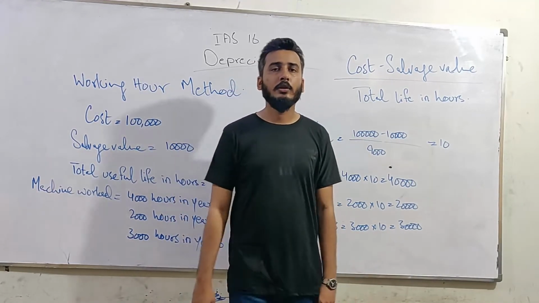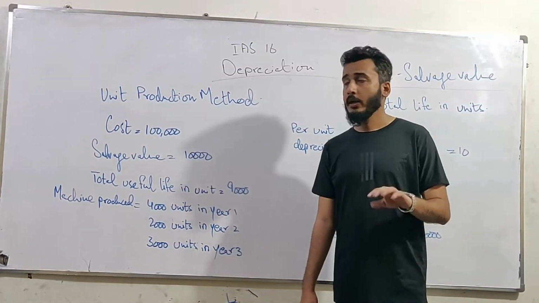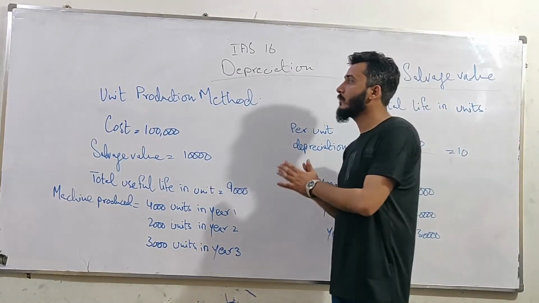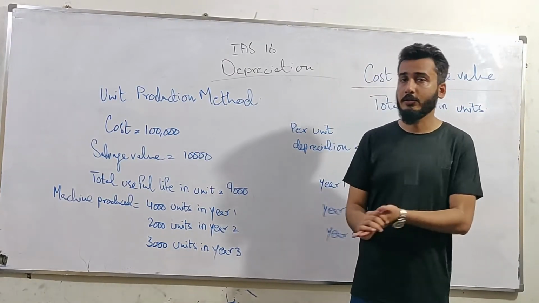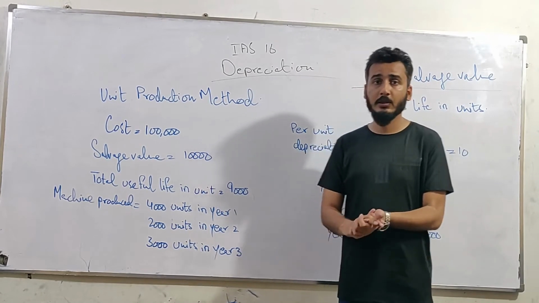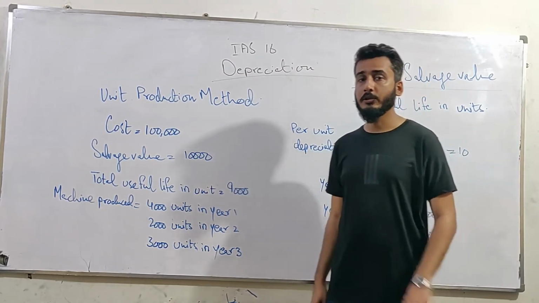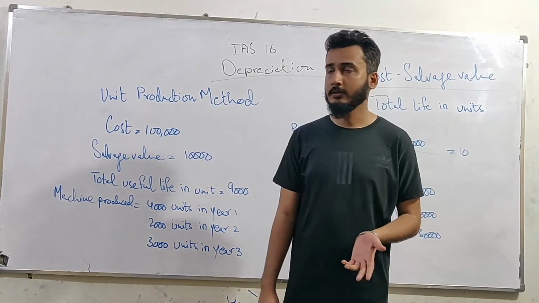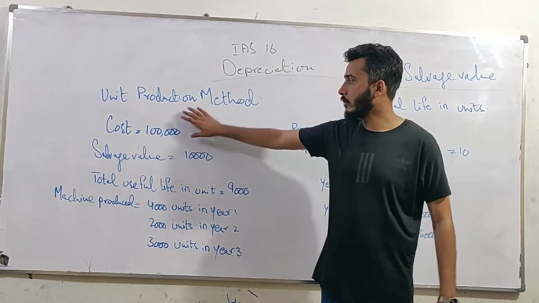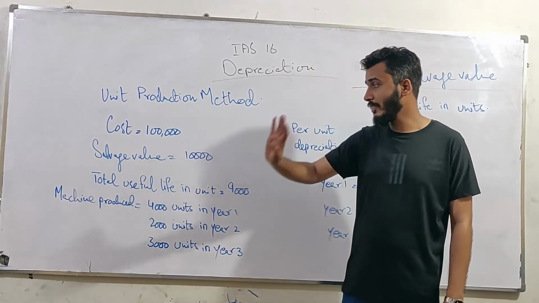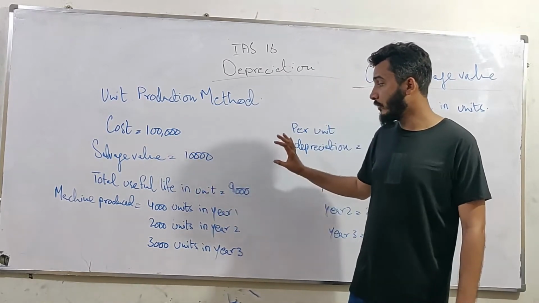Now let us move to the unit production method. Okay, so next is the unit production method, and the question is the same as before because there is only a slight change in the formula of both of them, the unit production method and the working hour method. So here we have the same question: cost is 100,000, salvage value is 10,000, total useful life in units.